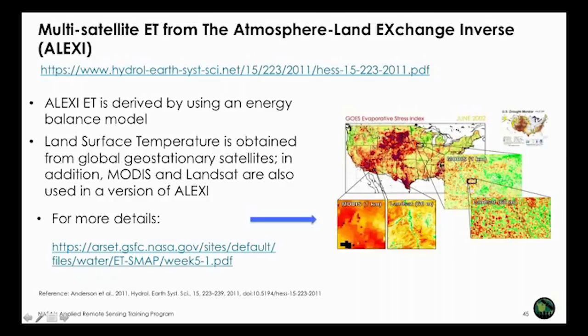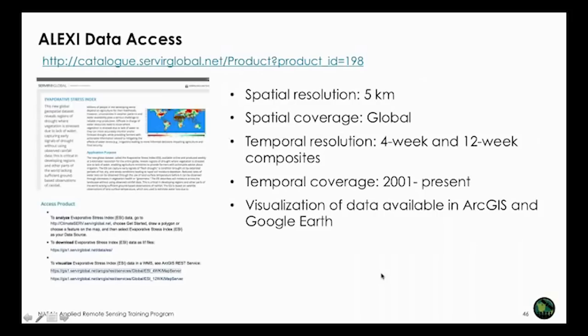This is the geostationary satellite. This is MODIS and Landsat. More details can be found in one of the ARSET webinars we did a couple of years ago, which has information about ALEXI evapotranspiration. To access evapotranspiration by ALEXI, you can use this SERVIR Global website. This data is available at 5 kilometer resolution.